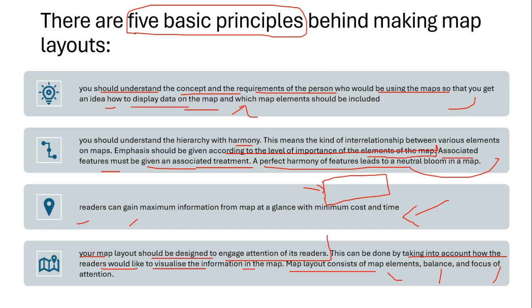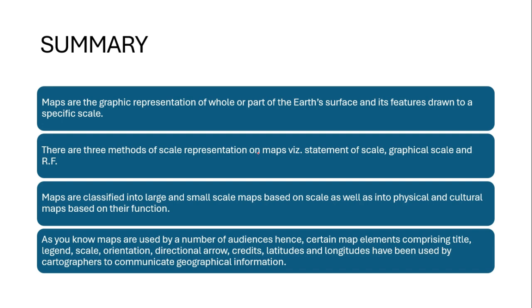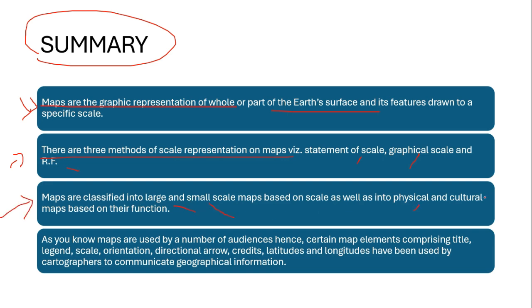So how can you prepare a proper map? We have almost completed this lecture. Now we'll summarize what we have learned from this lecture. We talked about what a map is. Maps are basically a graphical representation of the Earth's surface. There are three methods of scale representation: statement of scale, graphical scale and representative fraction. Maps are classified into large scale and small scale maps, and physical and cultural maps. And we also got to know that maps are used by a number of audiences.